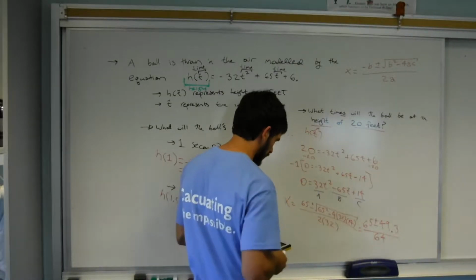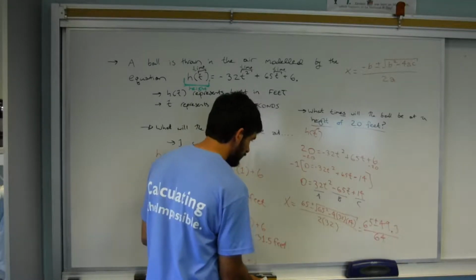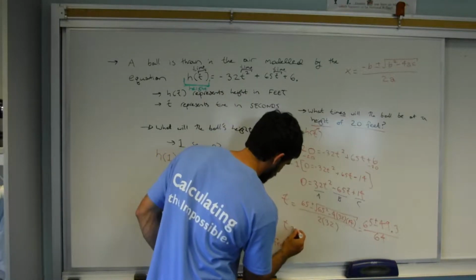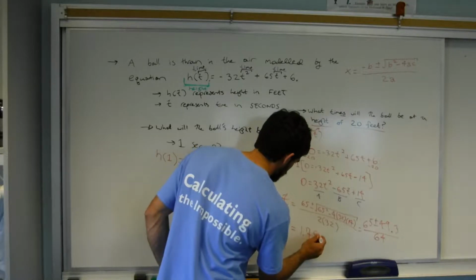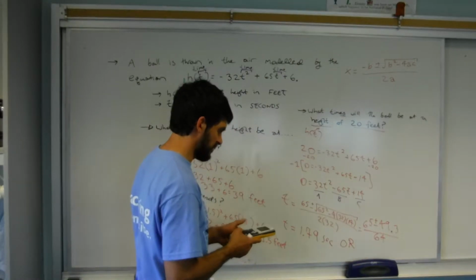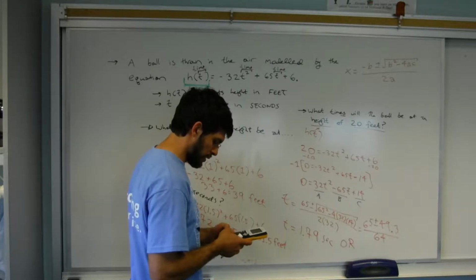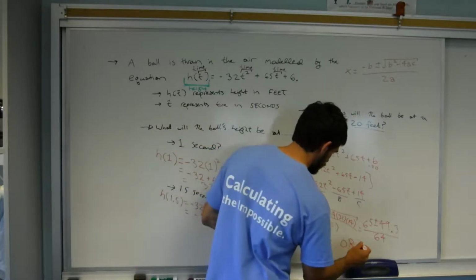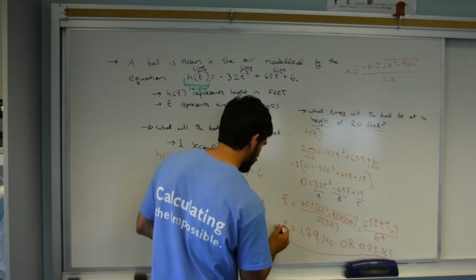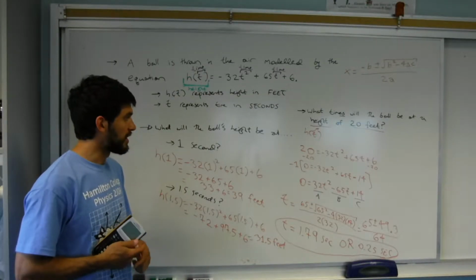So if we add that, so plus 65 divided by 64. One of our answers, sorry, this should be a t, is t is equal to 1.79 seconds. Or, if we do the minus case, we have 65 minus 49.3 divided by 64 is equal to 0.25 seconds. So that would be the answer for when the ball is at a height of 20 feet.